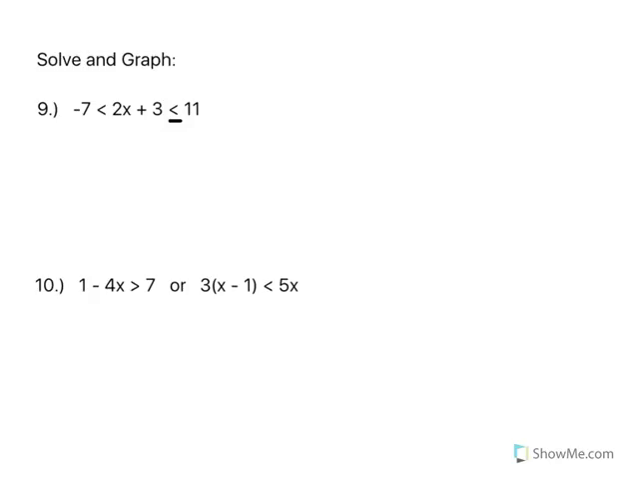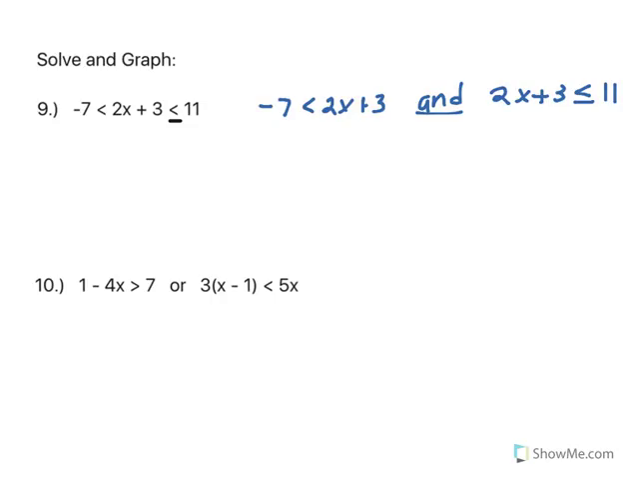This first one is an and inequality. You could write it like this: -7 is less than 2x plus 3, and 2x plus 3 is less than or equal to 11. So this is an and. But it's easier to solve it from where we are in the middle.